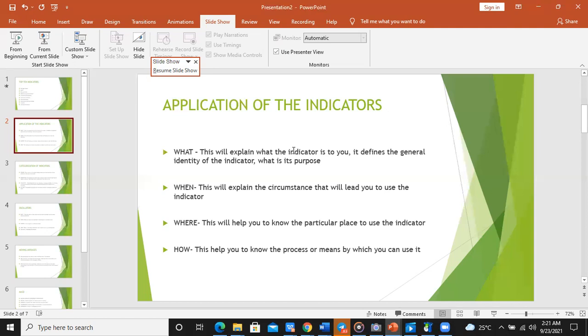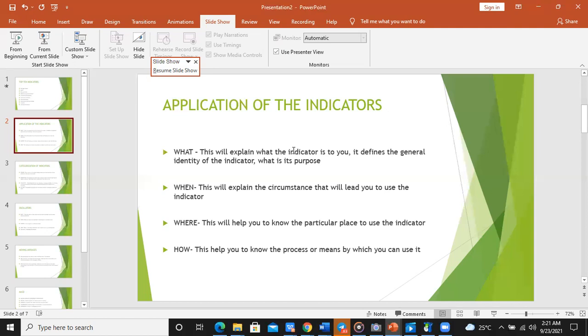Then you come to when. This will explain the circumstance that will lead you to use the indicator. Are you coming to use the indicator to check whether the market has reached an overbought stage, or you want to check whether you are having a trendy market, whether the market is trending upwards or downwards, or you want to check momentum? What do you want to see?